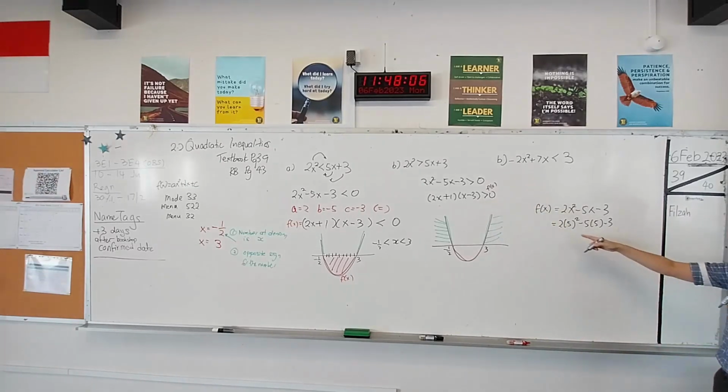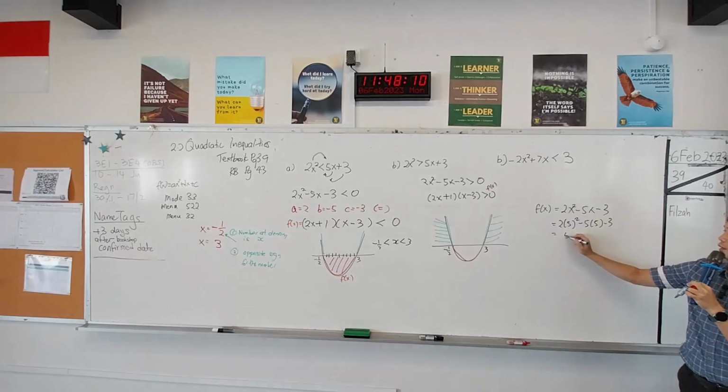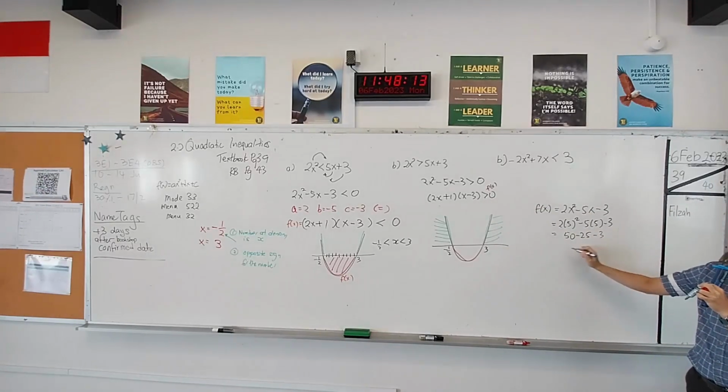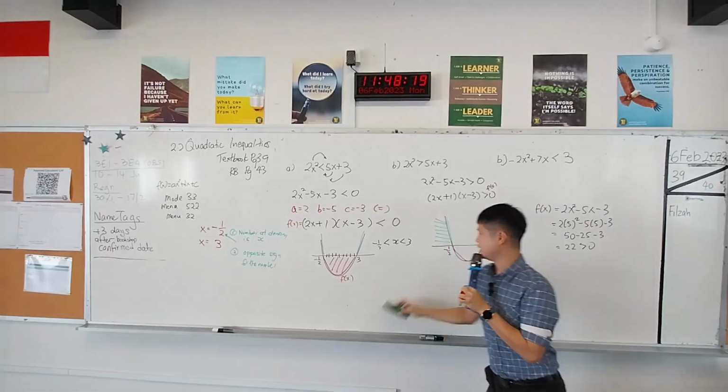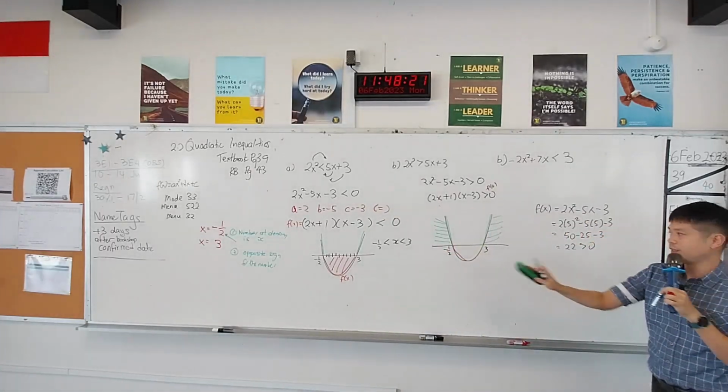It should be positive. You press. Okay. So we have 50 minus 25 minus 3. So it's 22, right? So it's positive. So I proved. Now, you can choose any number less than negative half.